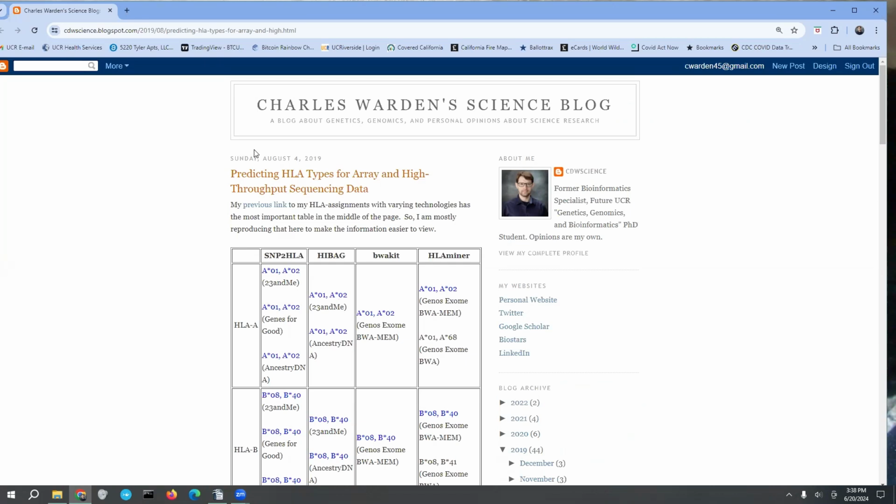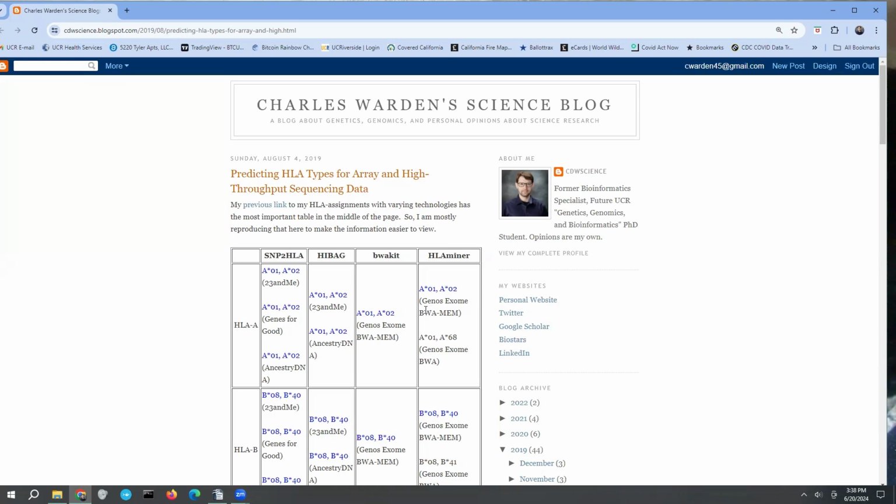My name is Charles Warden, and I'd like to go through this blog post describing making HLA type assignments using raw genomic data. So first thing you'll probably notice is this table, where each row is a type of HLA gene, and then the columns are different methods. For the first two columns, the raw data being used is SNP chip data. That type of data can come from companies like 23andMe, Genes for Good, or Ancestry.com, or Ancestry DNA.